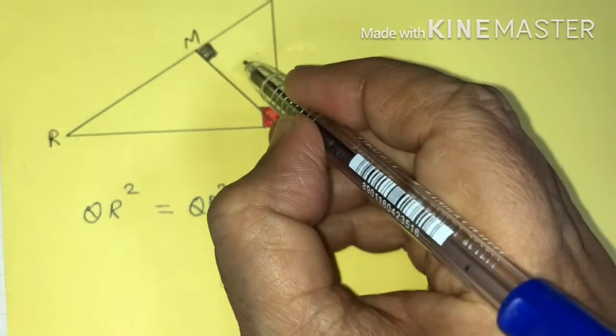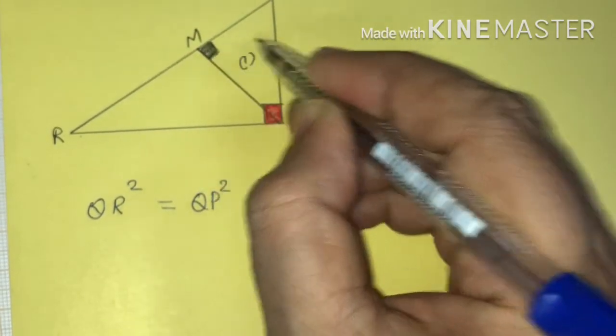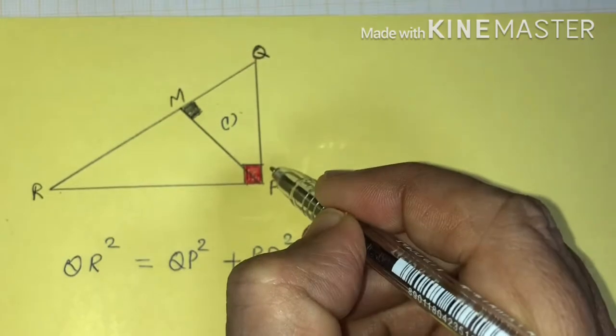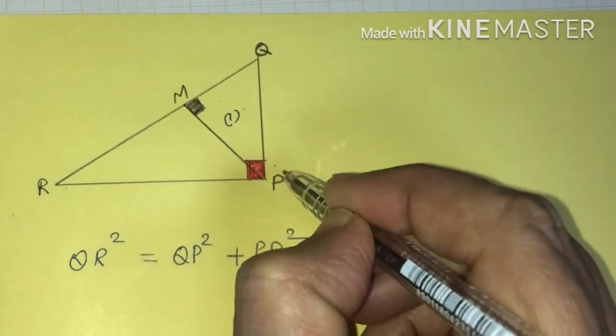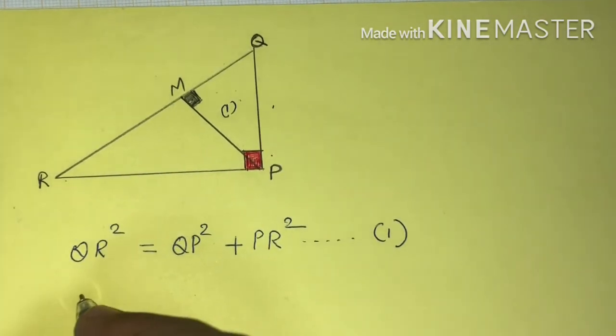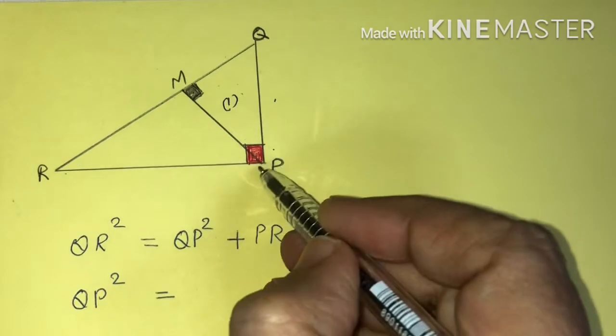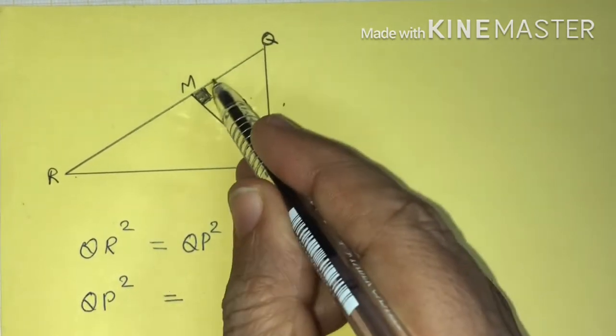Then we consider one of the smaller triangles. Here I marked as 1, and you can see that is also a right angle triangle. QP is the hypotenuse. Here also we can apply the theorem of Pythagoras. Then we get QP square is equal to PM square plus QM square.